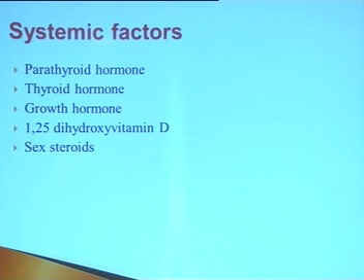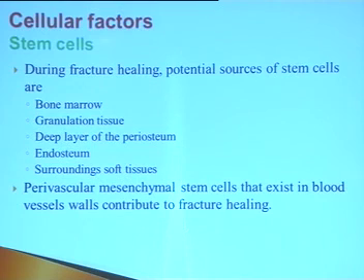In addition, there are various systemic factors which are working towards bone healing, like parathyroid hormone and thyroid hormone. We all know the parathyroid can cause osteoporosis also, and once we give parathyroid, then it heals. In the same way, it has now been shown that parathyroid hormone may be useful in fractures which are recalcitrant, which are not healing properly. Then growth hormone, vitamin D, and sex steroids are also factors, though their actual role is not proven, but they have a factor in bone healing.